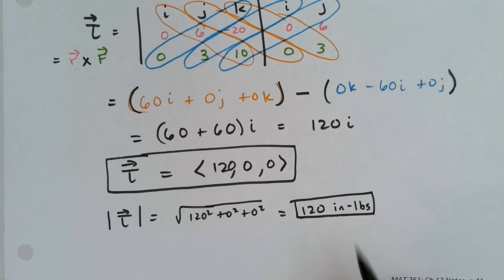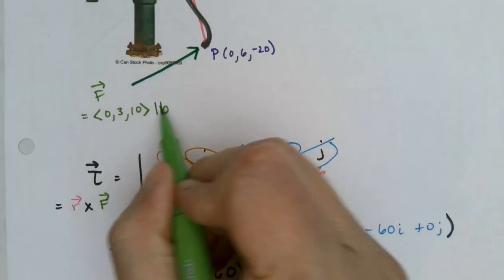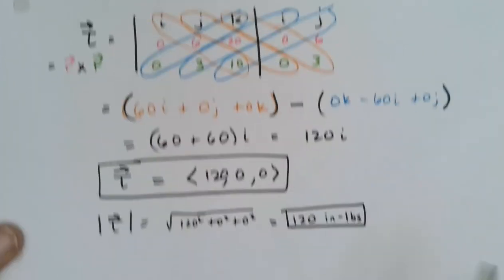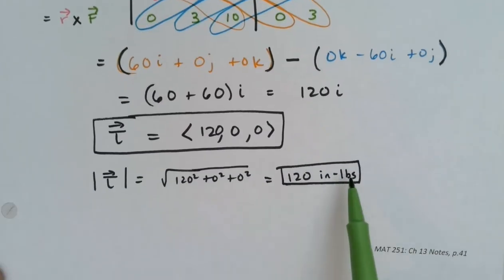Interesting, right? Because they said the force, actually I should have mentioned that up here, this is in pounds right here. So the force was in pounds, the radius was in inches. So when I get down here, I have inch pounds.